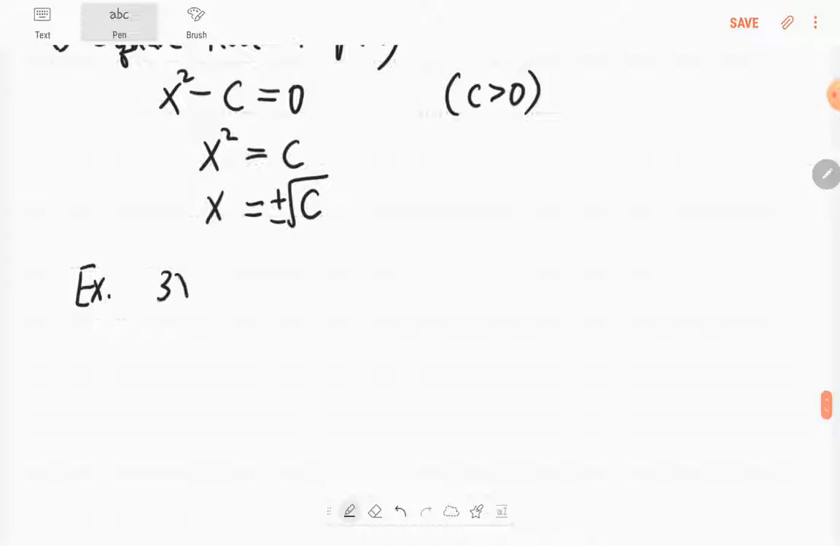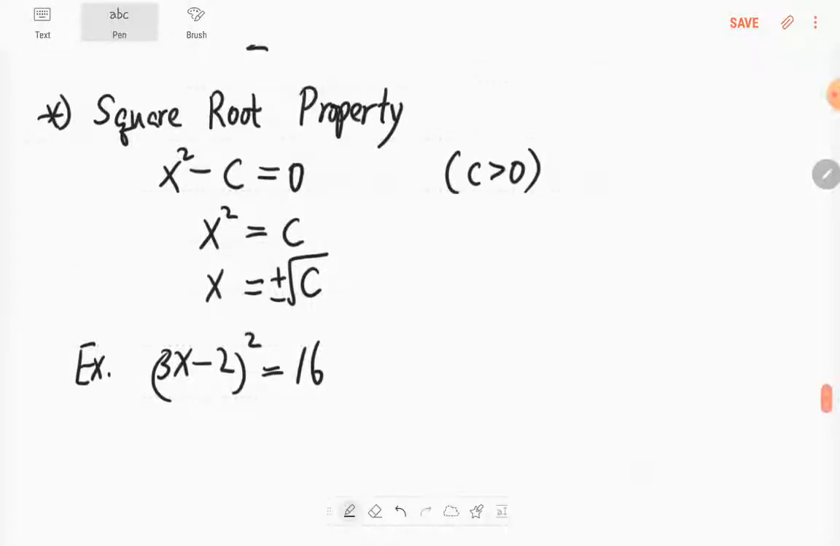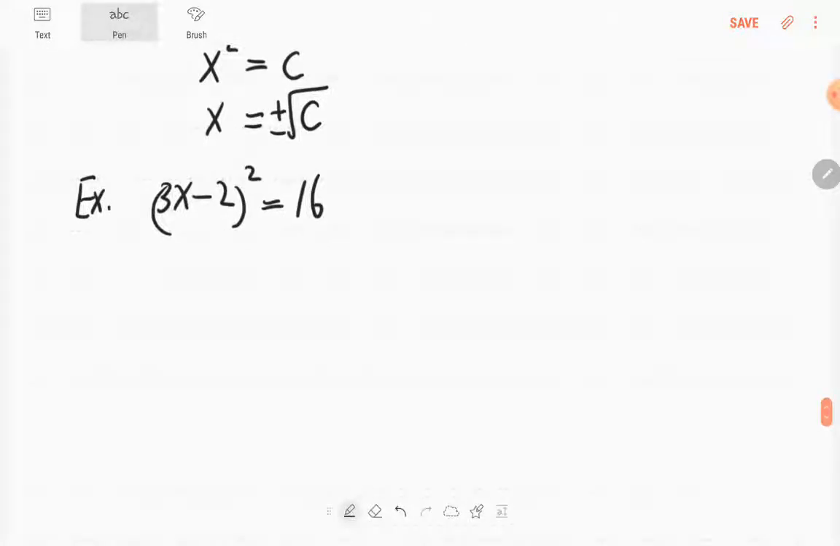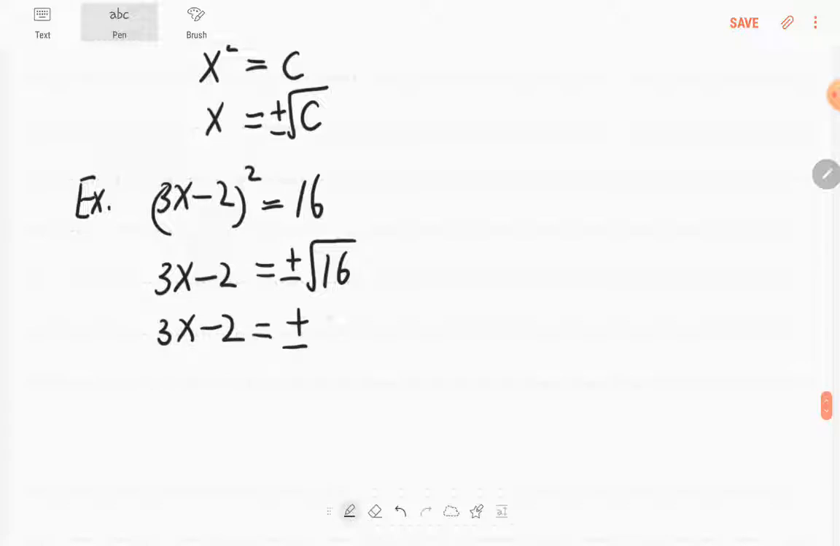If you have 3x minus 2 squared equals 16, for this one, you don't need to expand and simplify. Of course, you can do that. But if we can use the square root property, it would be much easier. So if you take the square root on both sides, this is 3x minus 2 equals plus or minus the square root of 16. So this is 3x minus 2 equals plus or minus 4.